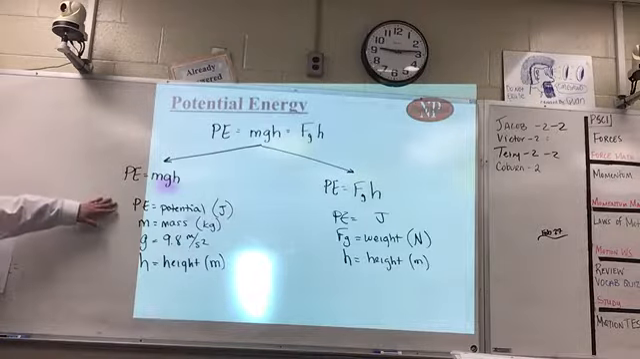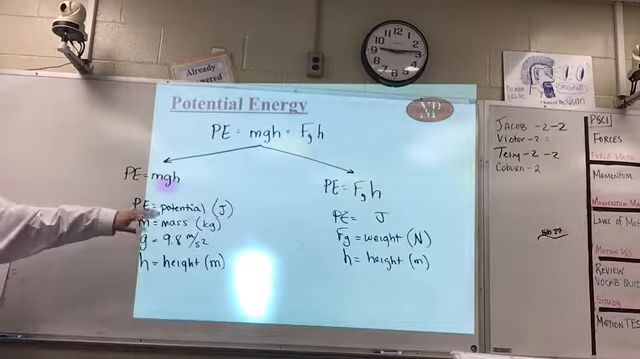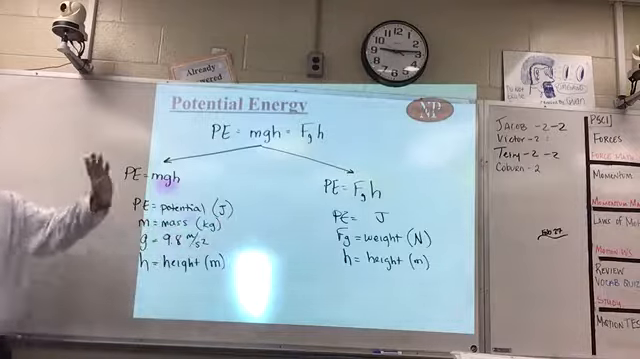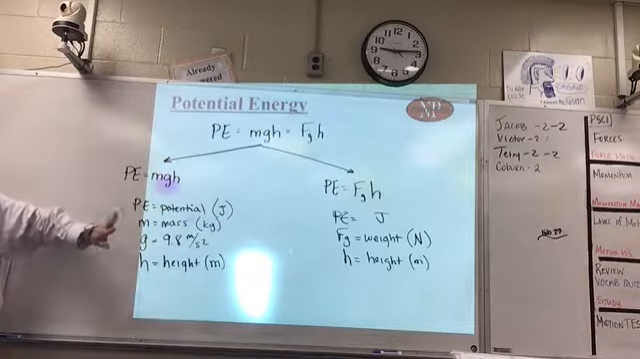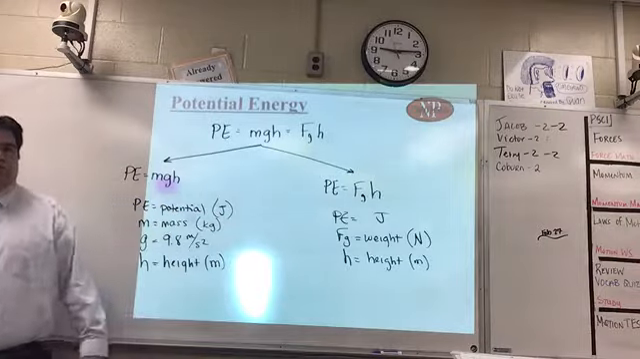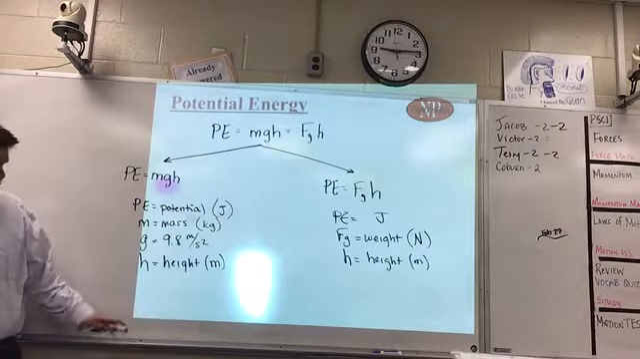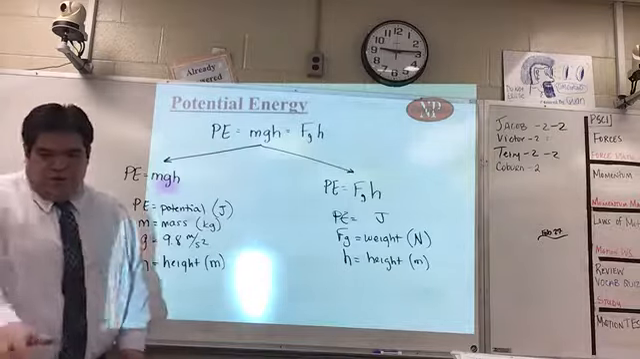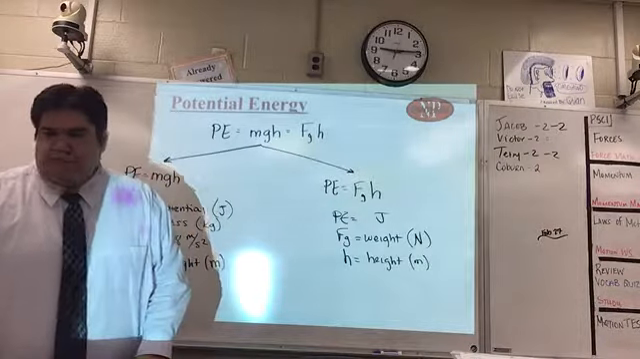Because both of them can get you potential energy. But if they gave you a newton, then you use that one. If they gave you a mass, then you use this one. Because is there mass over here? No. So you shouldn't use it. Are we good right there? That's your formula. All right, let's take a look at a sample problem.